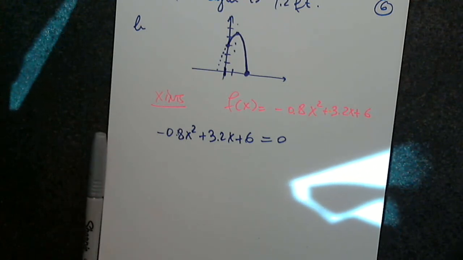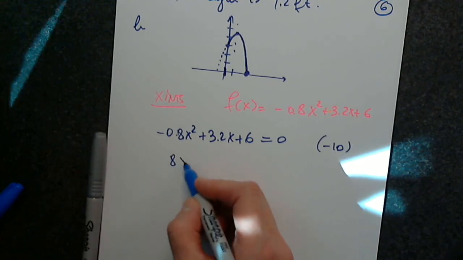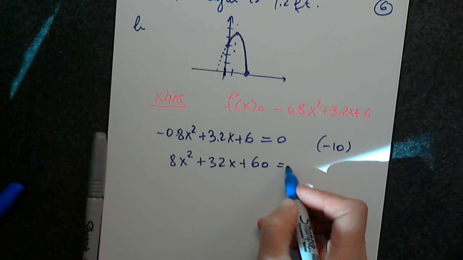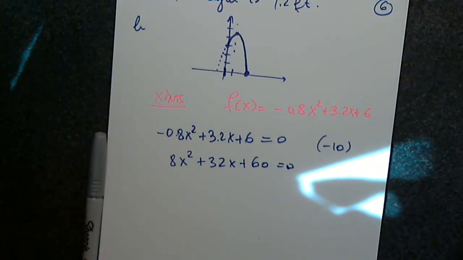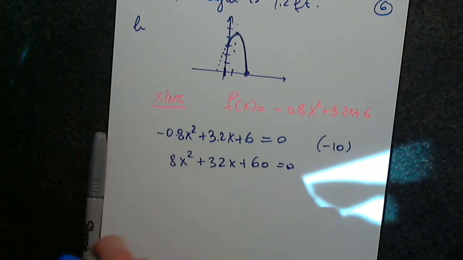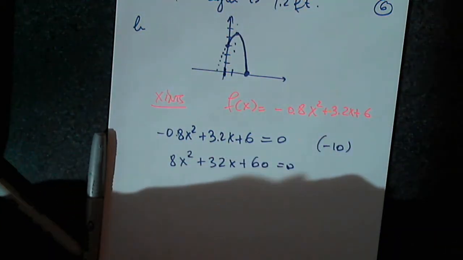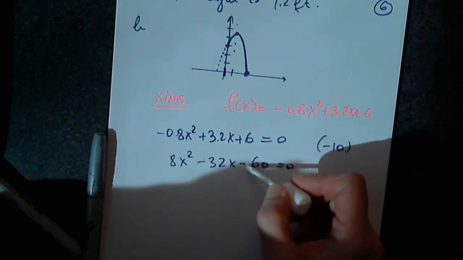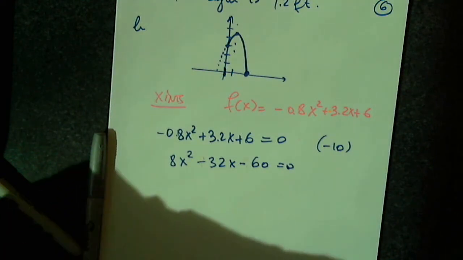Right. And also multiply everything by 10. So I'm going to multiply by negative 10 and get 8 x squared plus 32x. Of course, I'm sorry, this is minus and minus. I already said minus. So the first one is positive 8, but the next one and the last one, negative 32 and negative 60. Yeah, okay. I think it looks okay.